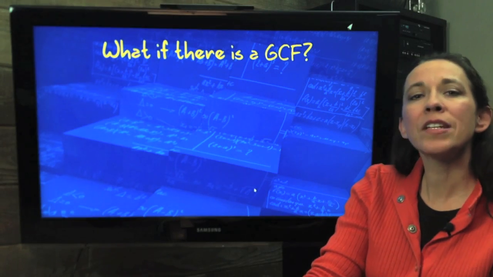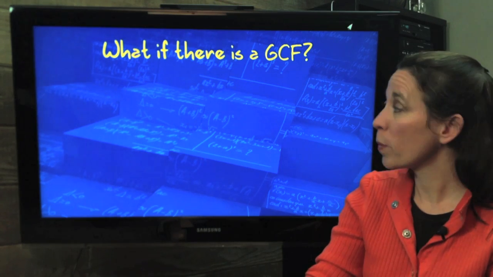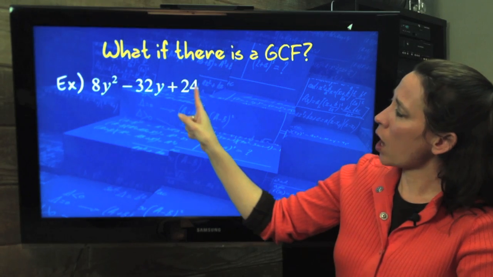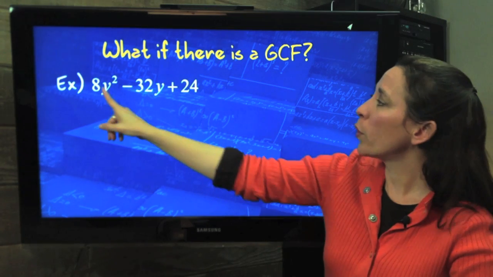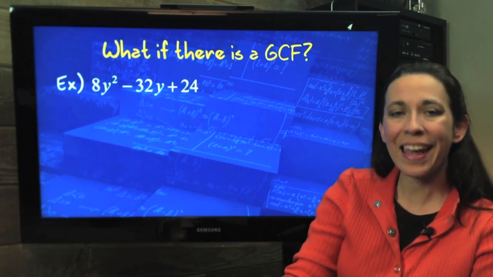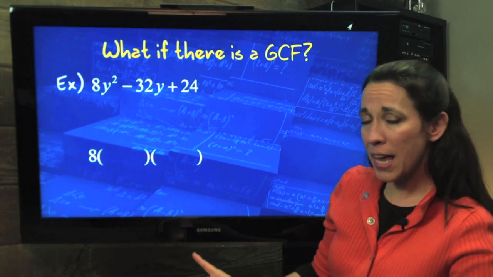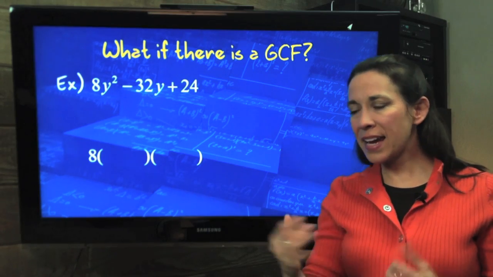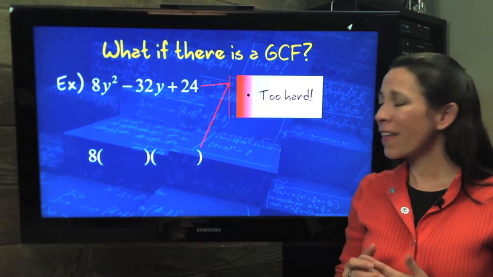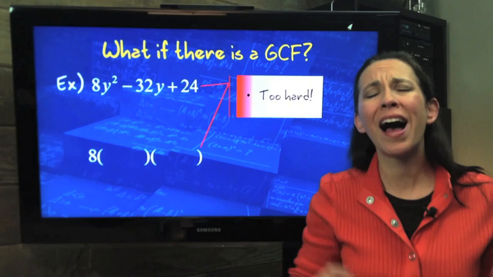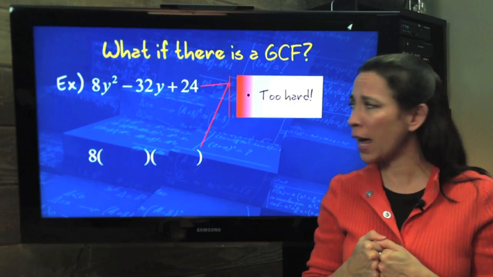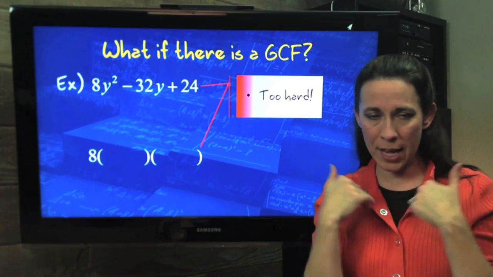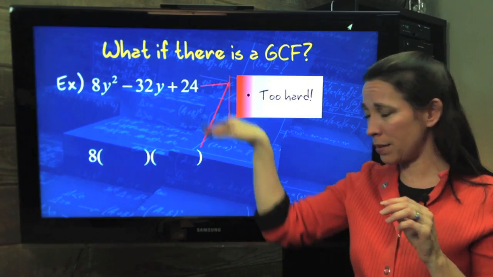Now, what if there is a GCF? No problem. Remember, we have to look for that first. So here, there's not a variable in common, because this last number doesn't have a variable, but all of the coefficients are divisible by 8. So we have a GCF of 8. But this is what a lot of students want to do. They want to take out the 8 and go straight to the 2 binomials. This is too hard. I have trouble doing this, okay? Believe me, after 3 o'clock, my brain is toast. I can't think. So if you're taking an afternoon class and you're like me, this is definitely too tough.